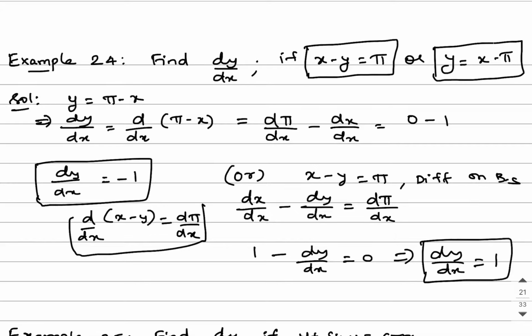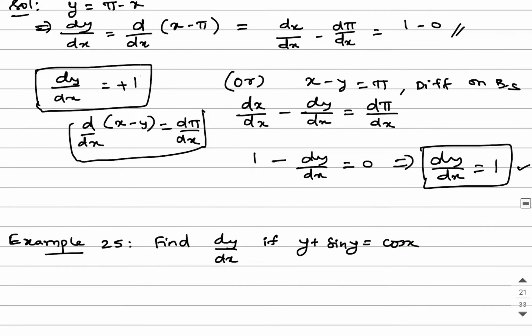I made a mistake here. It is not pi minus x, it is x minus pi. So here the answer will be dx by dx minus d pi by dx. So this will be 1 minus 0. So if you observe, in both the cases dy by dx is going to be plus 1. So this is the way we are going to solve.